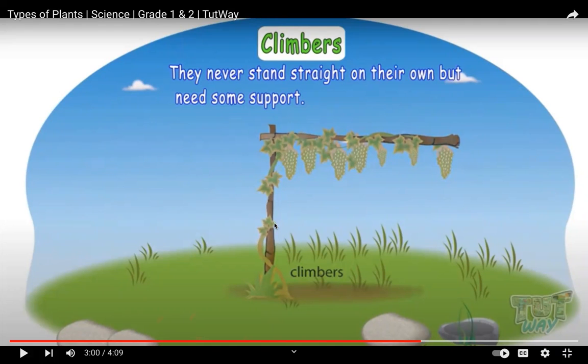Even if there is a tree near them, they will take the help of the tree and then they will climb. These are called climbers. Okay, Tuhin and Debangshu, have you understood what is a climber? Yes, ma'am. Okay, Tuhin, tell me what is a climber, beta?